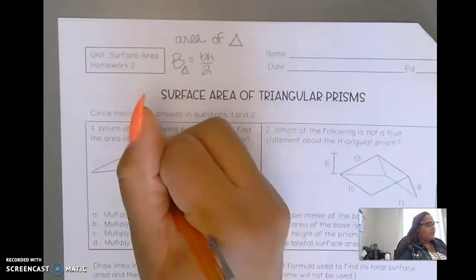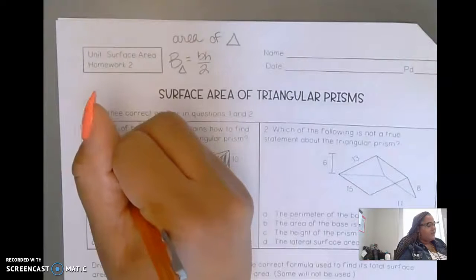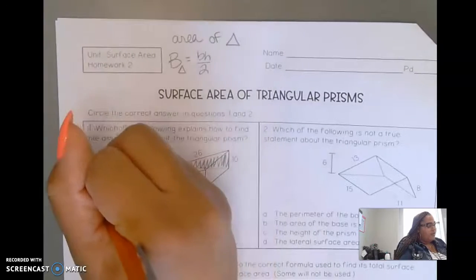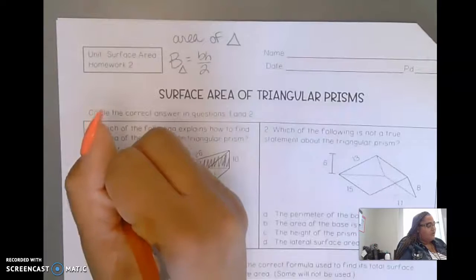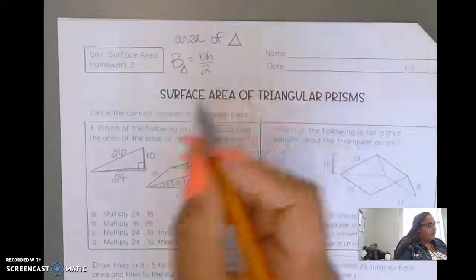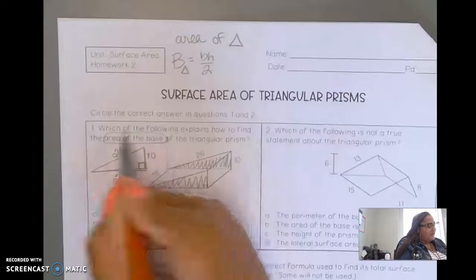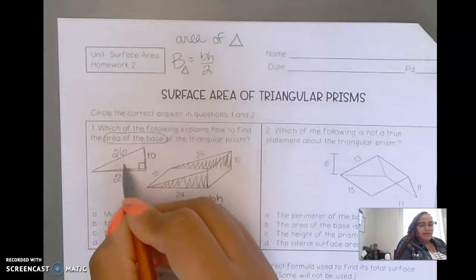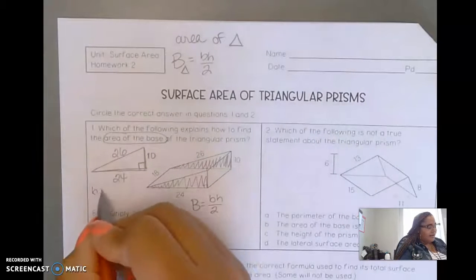Shade it in. This is 10. My slant is 26. This is a right triangle, and my base is 24. Okay. So in order to find the area of the base, it's going to be big B equals base times height divided by 2. This is the base and the height of the triangle.